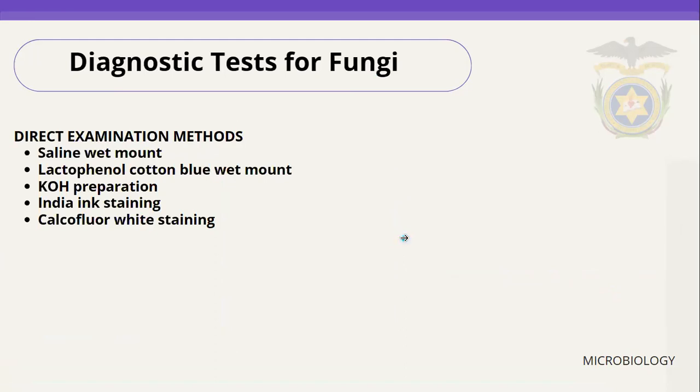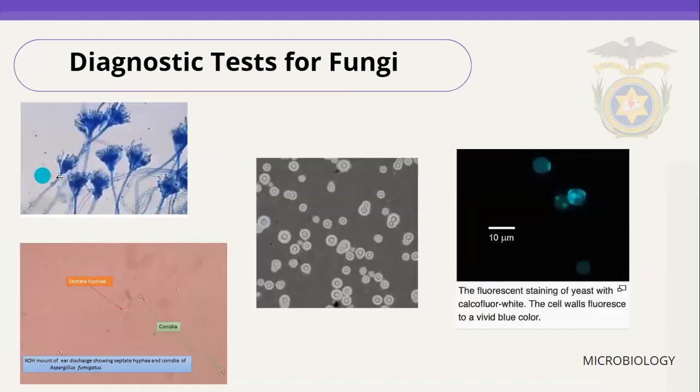So now let's proceed to the diagnostic test for fungi. So we have direct examination methods, namely the saline wet mount, the lactophenol cotton blue wet mount, the KOH preparation, the India ink staining, and the calcofluor white staining. So the first one, you can see that there's the lactophenol cotton blue.